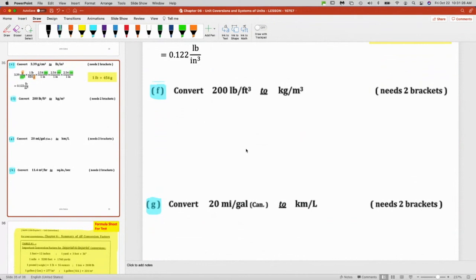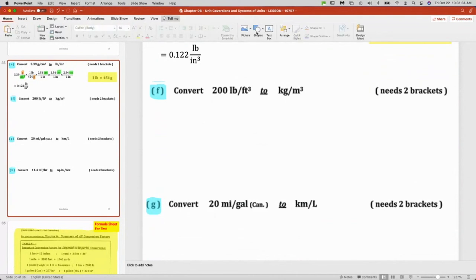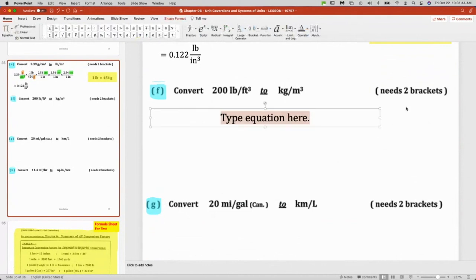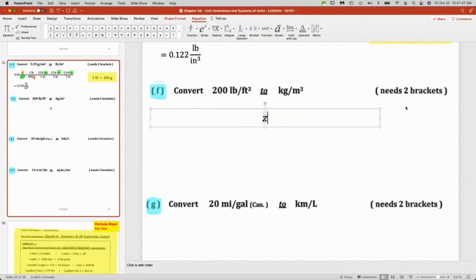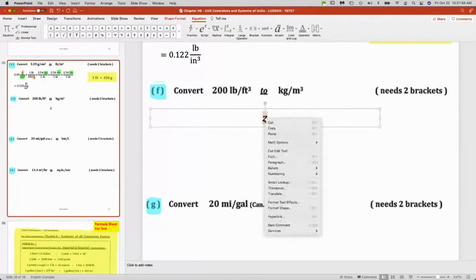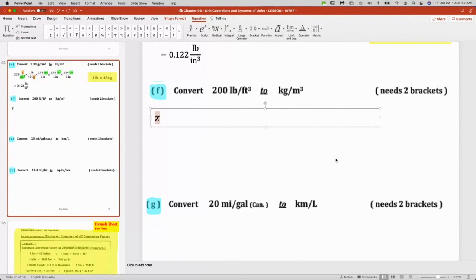So anyway, here we have 200 pounds per cubic foot. It's another density calculation. Are you for real? Okay. If you're getting annoyed about that, it's because density is a very important conversion to know, especially in your field of study. So that's why you're seeing all these density conversions. So we have here 200 pounds per cubic foot, and we want kilograms per cubic meter.